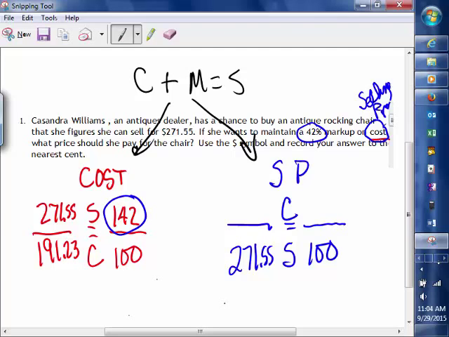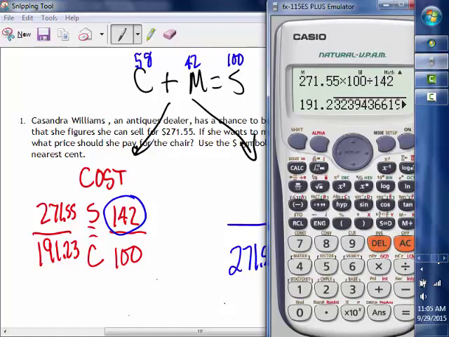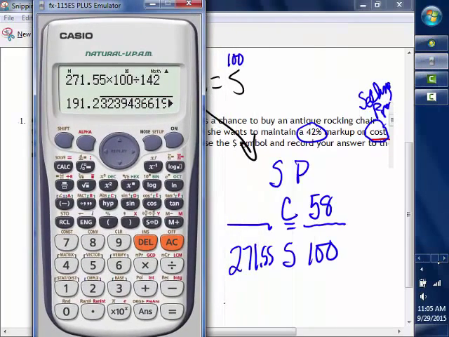But remember, cost plus markup is selling price. So this number is 100. This number is 42. In this case, this number is 58 because 58 plus 42 is 100. So now we're going to multiply by 58 instead. So 271.55 times 58 divided by 100 is 157.50.